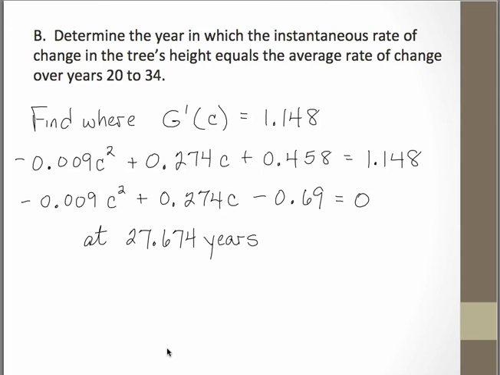Hopefully this provides you with some really good examples of the mean value theorem. The big thing you want to take away from this is that when you are dealing with real life applications, really what you're finding is where the instantaneous rate of change, your derivative, is equal to the average rate of change, which you're getting from the slope of the secant between the endpoints.